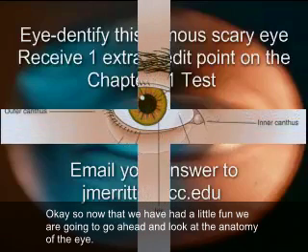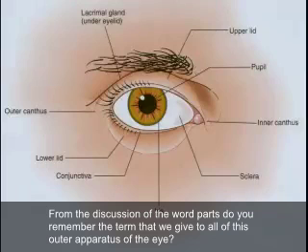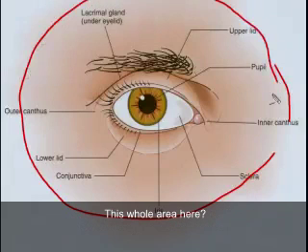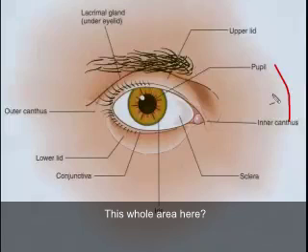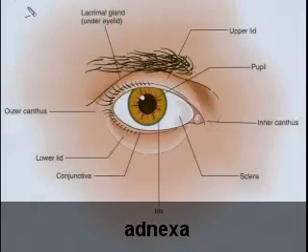Okay, and so now that we had a little fun, we're going to go ahead and look at the anatomy of the eye. From the discussion of word parts, do you remember the term that we give to all of this outer apparatus of the eye, this whole area here? Well, that's the adnexa, A-D-N-E-X-A.